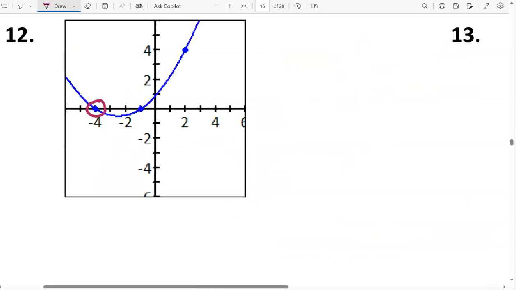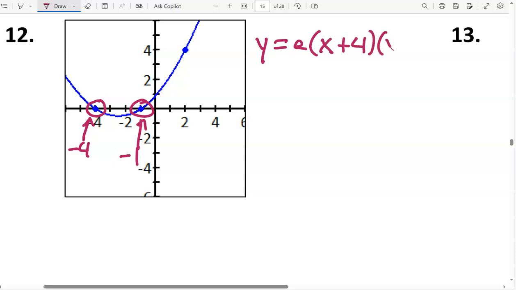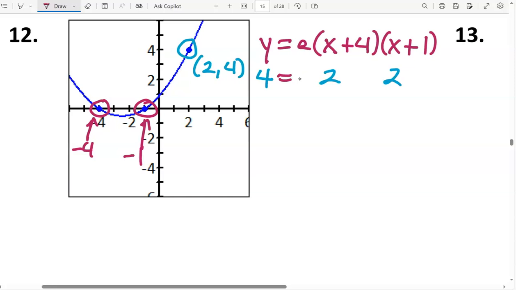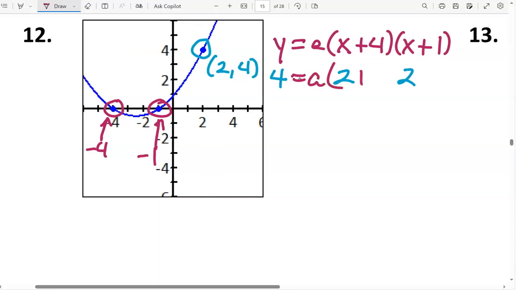In number 12, factored form is again appropriate since we have x-intercepts at negative 4 and at negative 1. So the equation in factored form would be y equals a times (x minus negative 4) times (x minus negative 1). And we can use our extra point with coordinates (2, 4) to replace y with 4 and x with 2. And that will help us find the value of a.